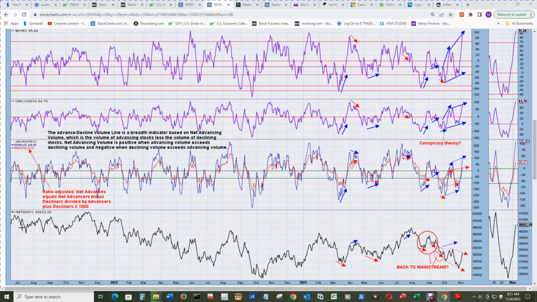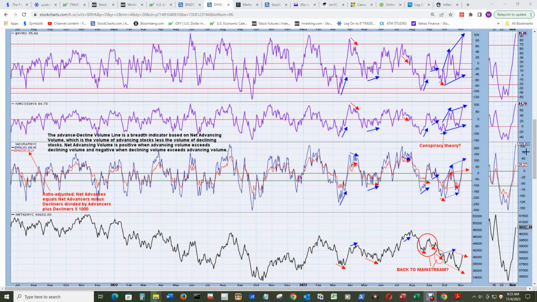In the bottom window is the stocks only AD line for the New York Composite. The next window up is the volume oscillator for stocks only New York Composite, ratio adjusted. The next window up is the McClellan volume oscillator for the NYA, ratio adjusted. And at the top, the McClellan ratio adjusted breadth oscillator for the NYA.